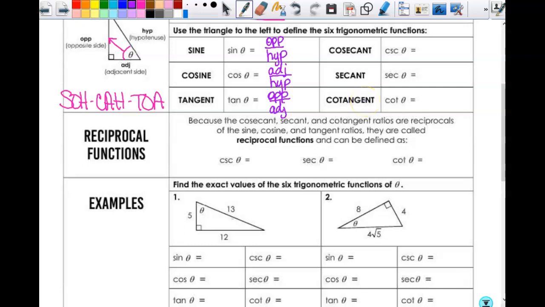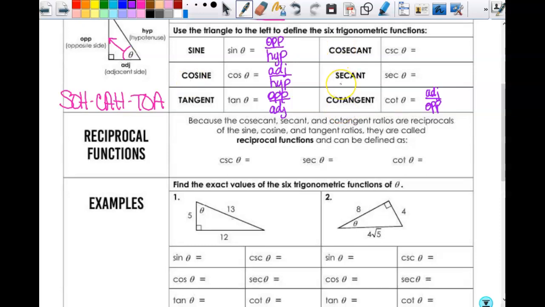Cotangent is the reciprocal of tangent. Right? So if tangent is opposite over adjacent, cotangent is adjacent over opposite. So tangent being the reciprocal of cotangent makes sense with the names. Now sine and cosine are not reciprocals of each other. But when you do this, notice we have tangent and cotangent. Then you have cosine. It's not the reciprocal of cosecant. It's the reciprocal of secant.